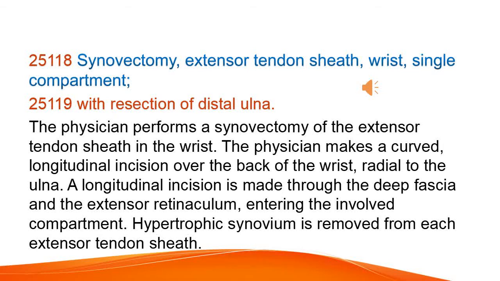Synovectomy, extensor tendon sheath, wrist, single compartment, with resection of distal ulna. The physician performs a synovectomy of the extensor tendon sheath in the wrist. The physician makes a curved, longitudinal incision over the back of the wrist, radial to the ulna. A longitudinal incision is made through the deep fascia and the extensor retinaculum, entering the involved compartment. Hypertrophic synovium is removed from each extensor tendon sheath.